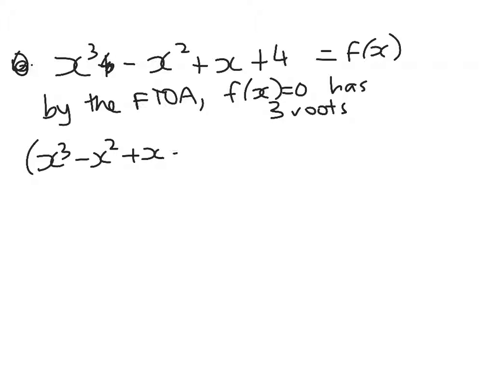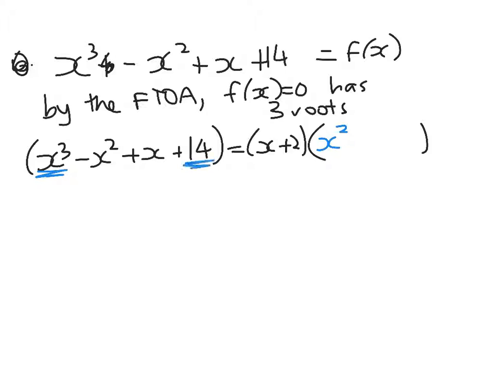plus x plus 14, not 4, is equal to x plus 2. Now, it must be times a quadratic, so let's do some matching up. We want to get an x cubed, so we're going to have x squared here. We need to have a plus 14, so we must have plus 7 here.